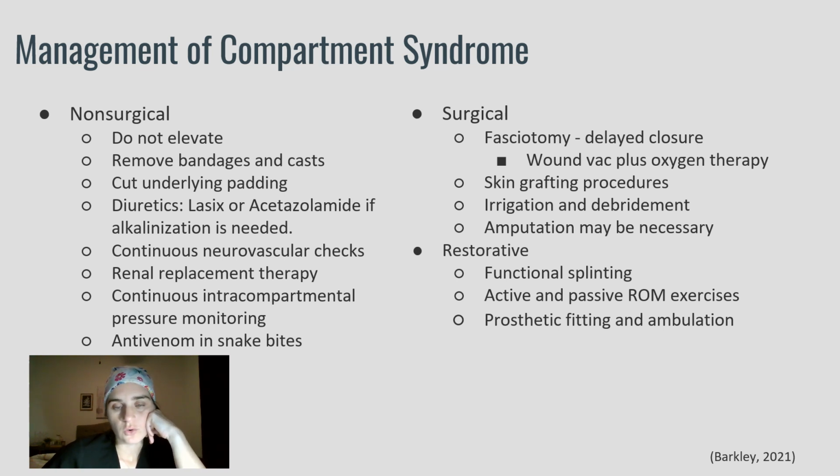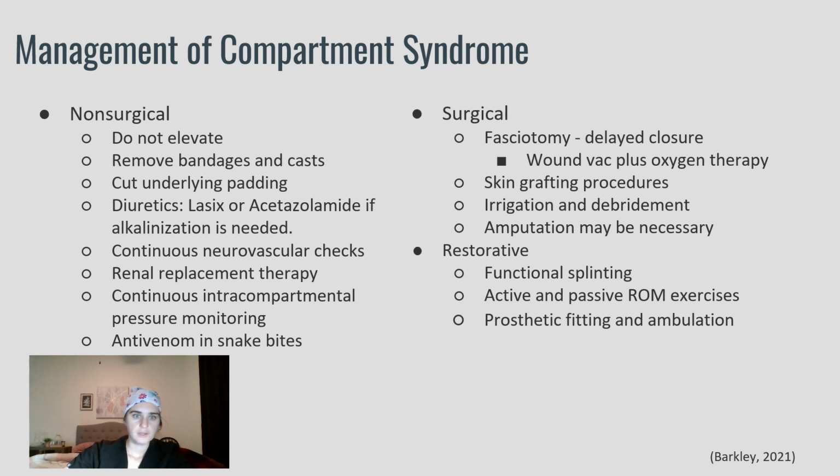Some other non-surgical and non-pharmacological management therapies include not elevating the extremity, because then the blood backflows and it just increases pressure within the compartment. You want to remove any bandages or casts or anything that will restrict the limb. Another thing, you want to cut off underlying padding. And then you want to do continuous neurovascular checks to make sure the limb is perfusing properly.